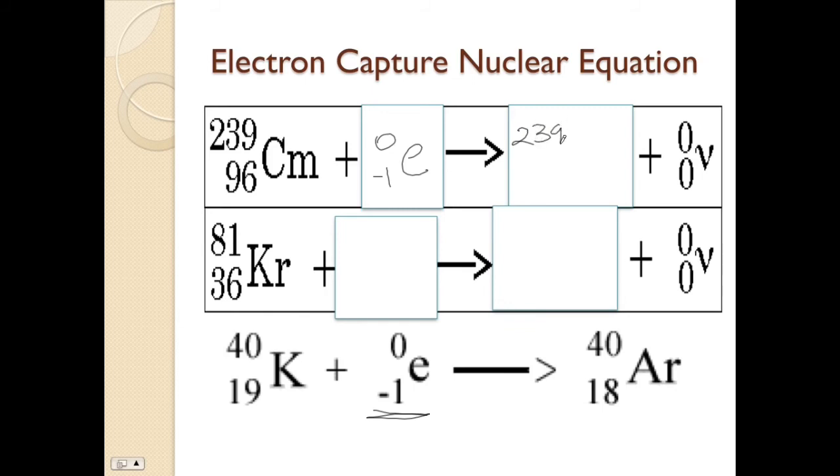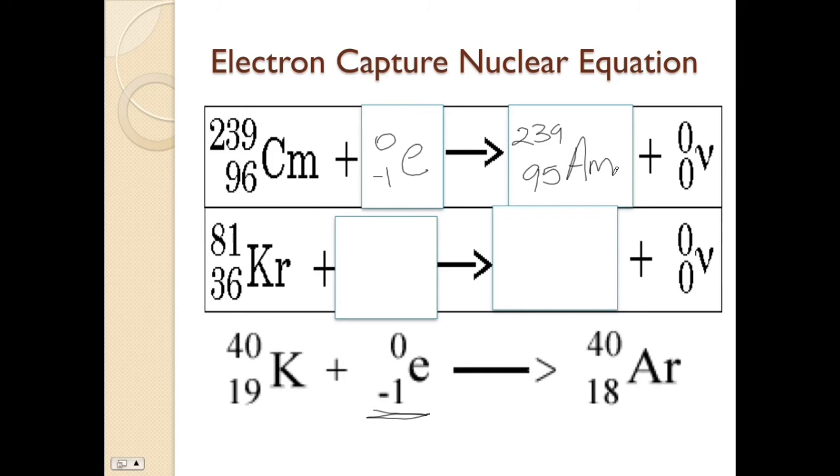96 minus 1 is 95, right? Because then I'll get 95 on both sides. Atomic number 95 is Am. Americium, right? Yep. Used in smoke detectors, by the way. Ah, yes, that's right.